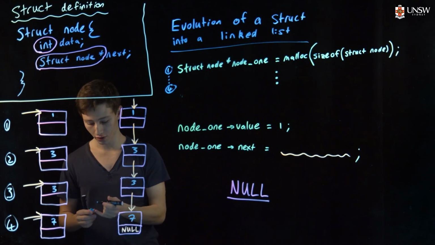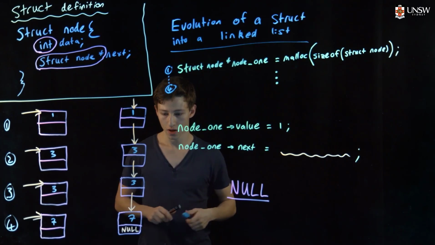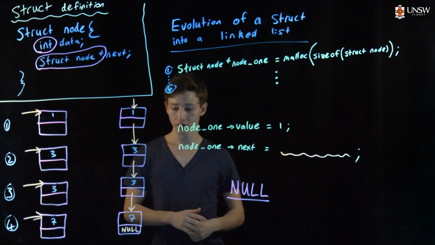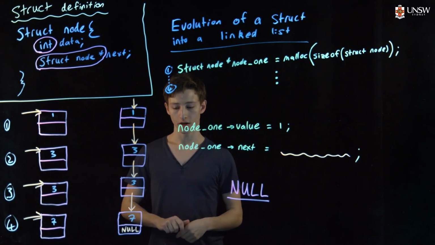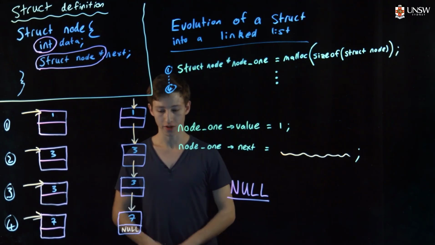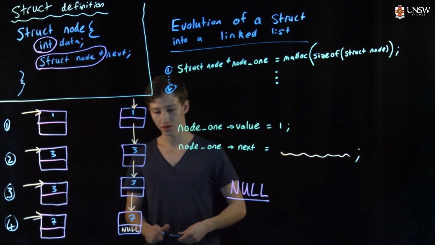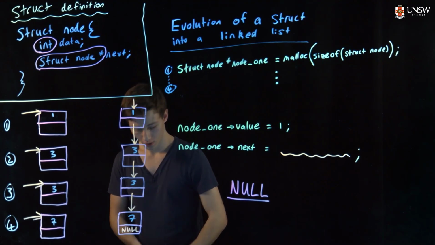Now what we do with the last node is we make it point to null. So null is a place where we get things to point if we don't want them to point to anything. It's like initializing a variable. We initialize our pointers to null. And this is a way that we can tell we're at the end of the list.